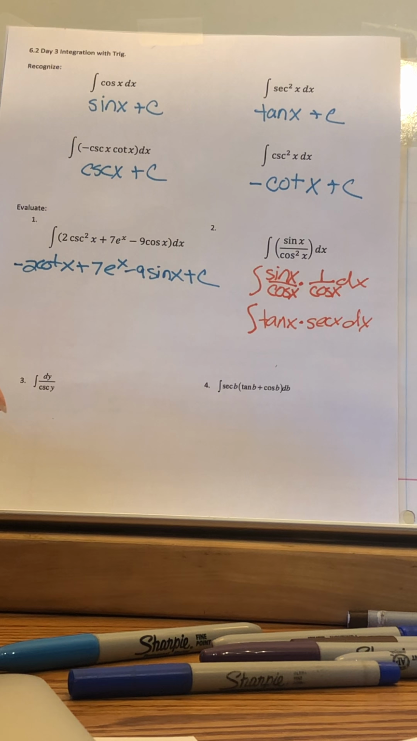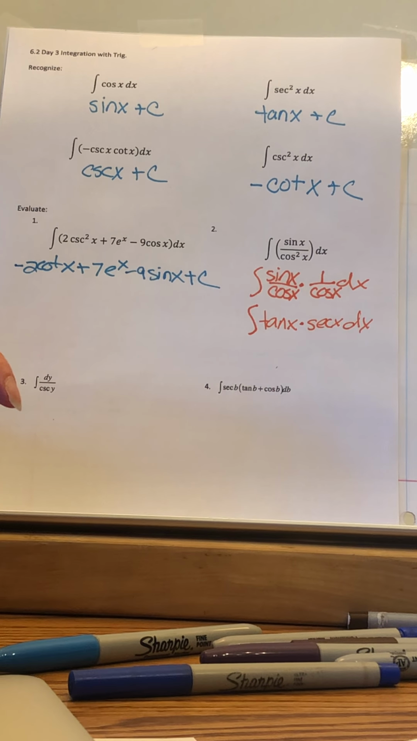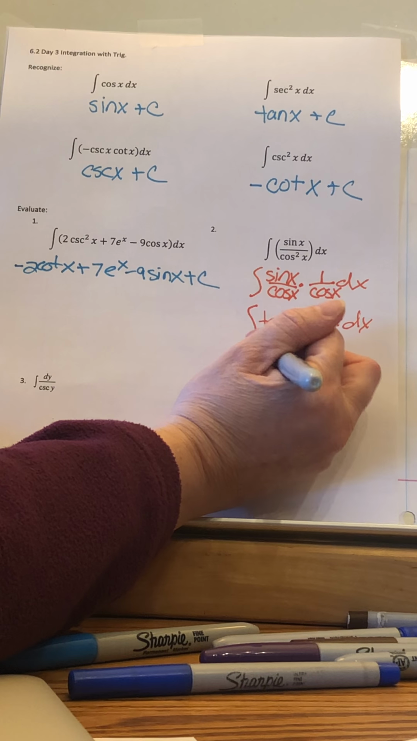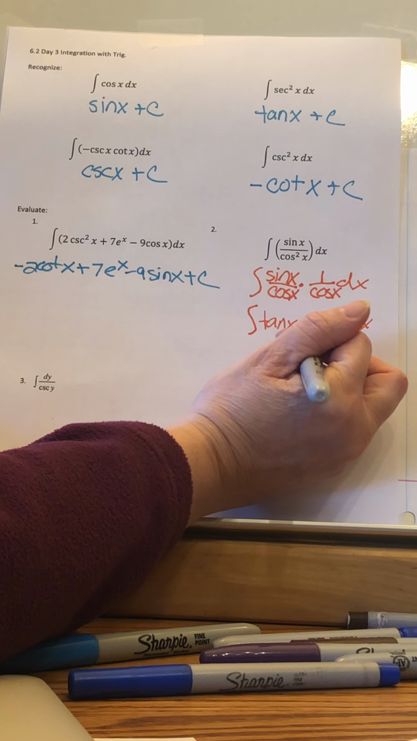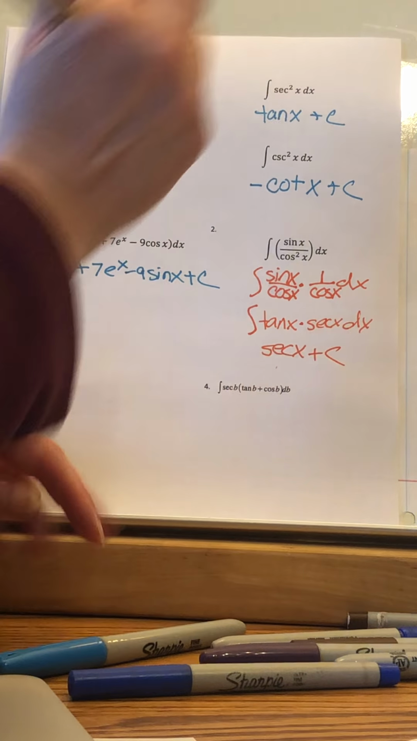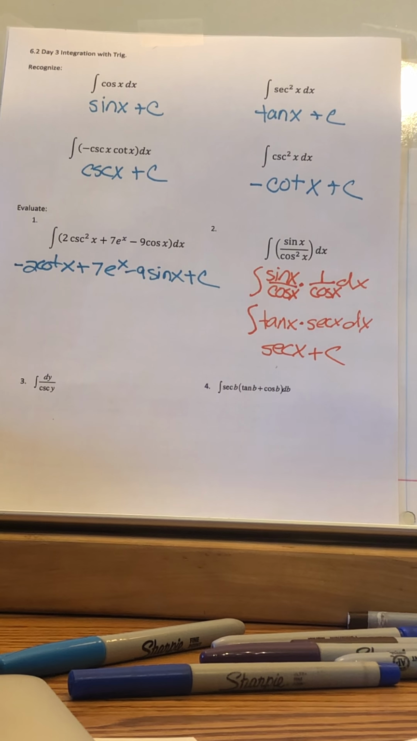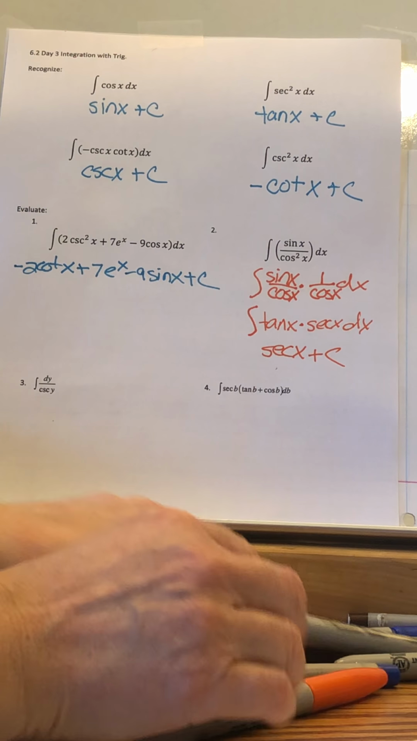Tangent times secant is the derivative of something. That's the derivative of the secant. So I'm going to say secant x plus c. And that's the end of that one.